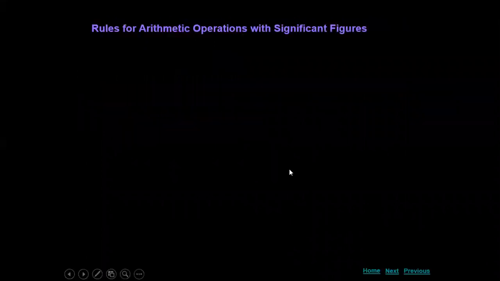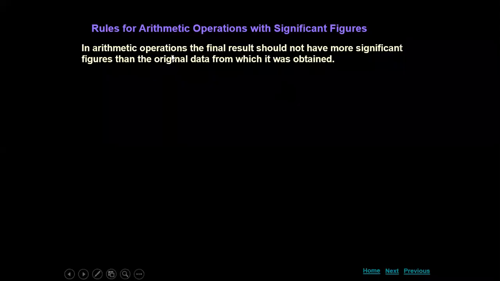Right? So here, the rules for arithmetic operations with significant figures. Arithmetic operations means addition, subtraction, multiplication, and division. When we are doing them, how do we follow this significant figures notation? In arithmetic operations, the final result should have the appropriate significant figures. That is what I just spoke about.